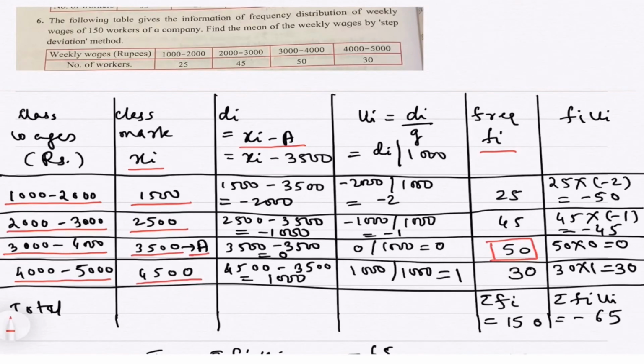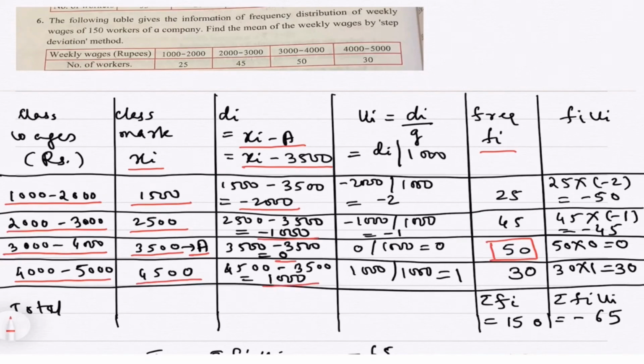So di is xi minus 3500. Hence we calculate first value as 1500 minus 3500 is minus 2000. 2500 minus 3500 is minus 1000. Next 3500 minus 3500 is 0. Lastly, 4500 minus 3500 is 1000.